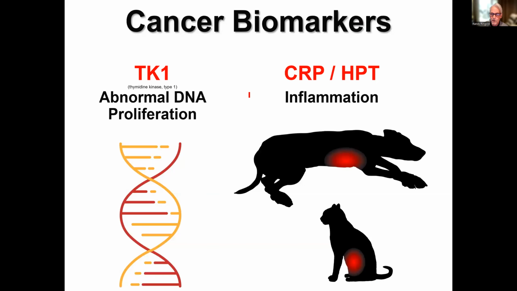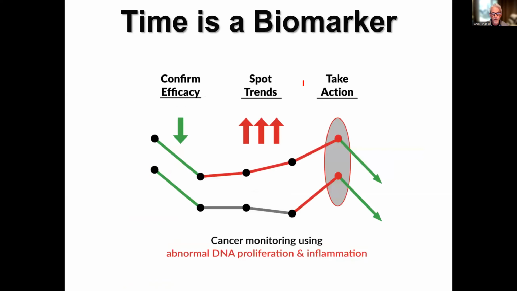Now, the two markers that we're going to talk about in this regard are thymidine kinase type 1, a DNA proliferation marker, a marker of dysregulated cell cycle growth. This is our standard cancer marker in the services that we provide. And then inflammation, because cancer is an inflammatory disease, we're using canine-specific CRP and feline-specific haptoglobin. Right? And I'd like to introduce another concept to you. That is, time is a biomarker.